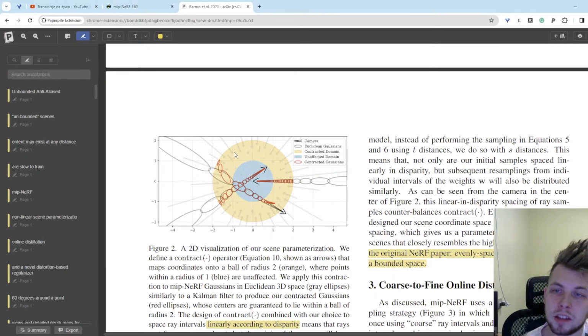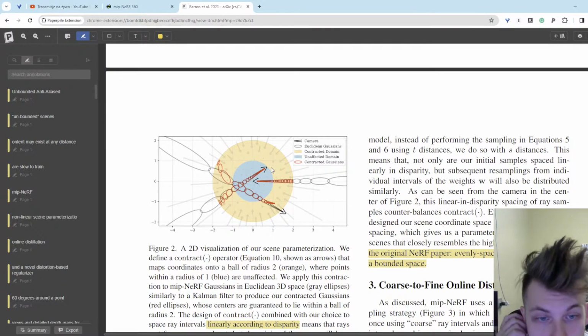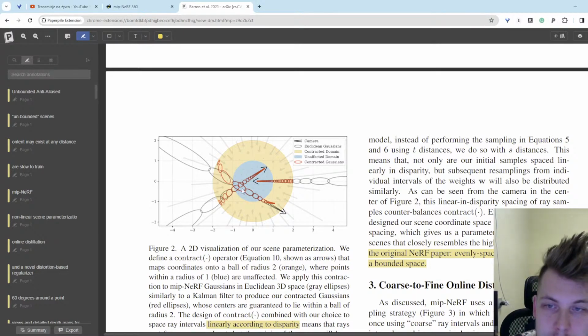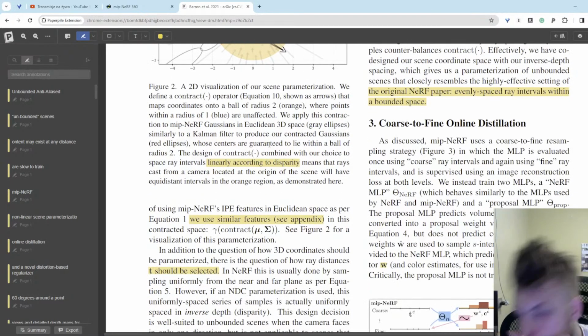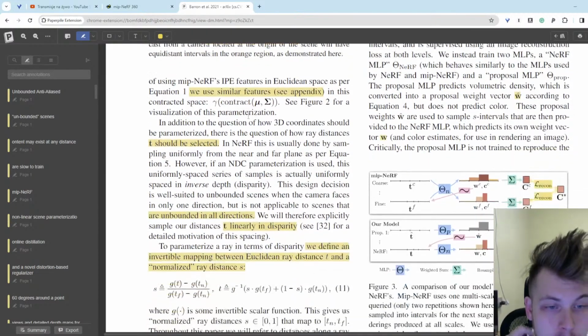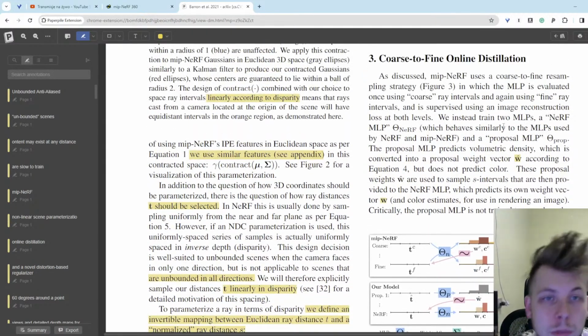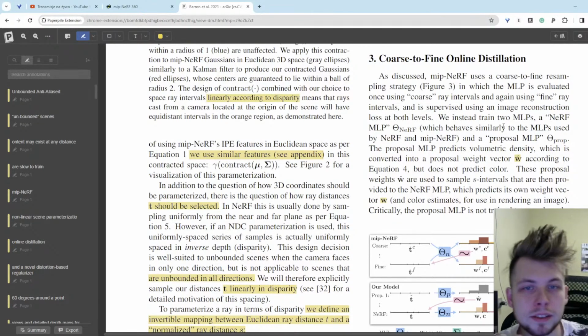And this way they can put in these IPE features from this ball into the NeRF MLP without the worry that the input is far away from the origin, right? So this is the way to make it unbounded. And then they introduce 2 more features to the whole project. So they come up with the idea of the proposal MLP and the final NeRF MLP.